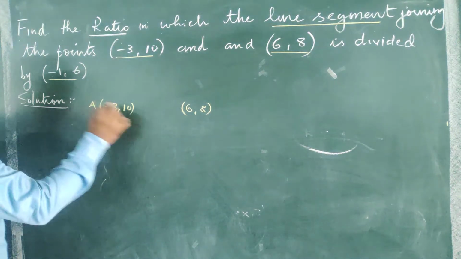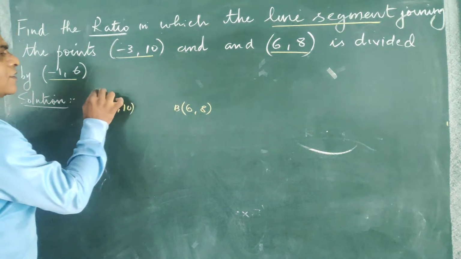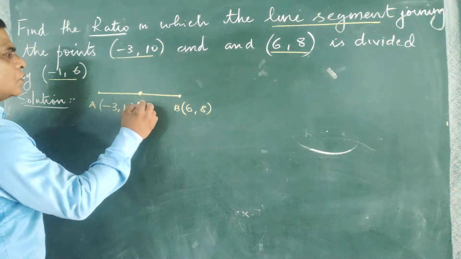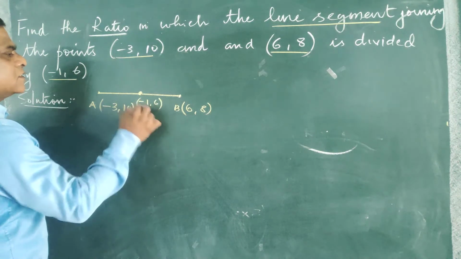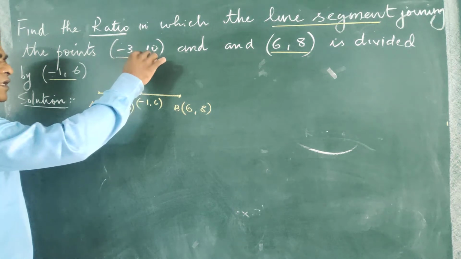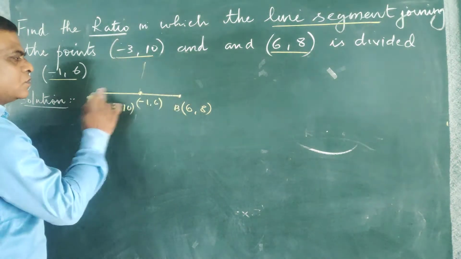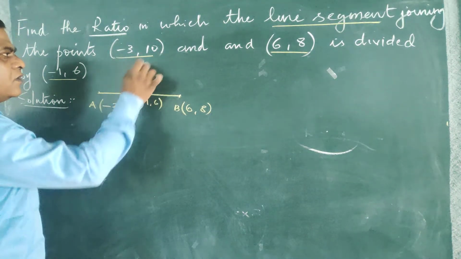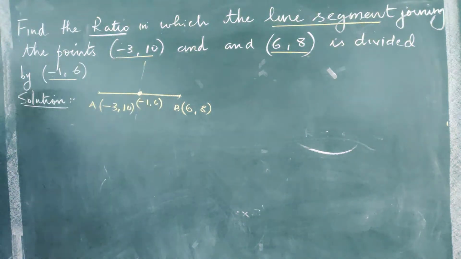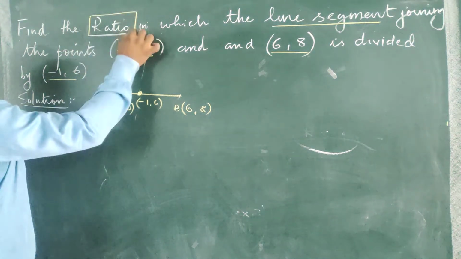Suppose this point is A and suppose this point is B, and this line segment AB is getting divided by another point. That point is (-1, 6). And when you are passing any line through the given line segment, it will definitely divide the given line segment in some ratio, and that ratio you have to find out.